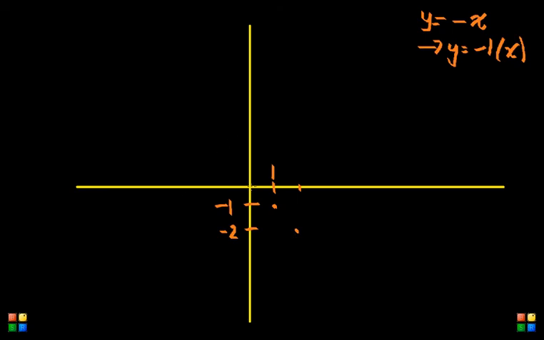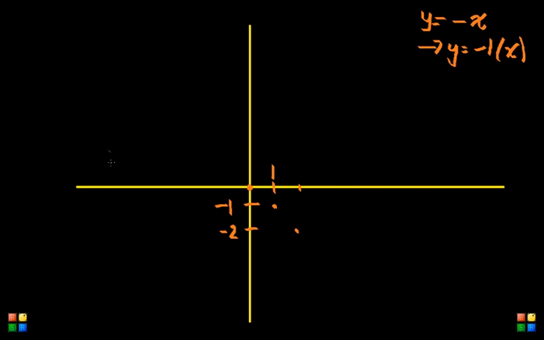Similarly, when x is equal to 0, what's y? Well, y is equal to negative 1 times whatever the x value is. So if x is equal to 0, then negative 1 times 0 is equal to 0, because anything multiplied by 0 is equal to 0. So 0 comma 0 is another point right here.